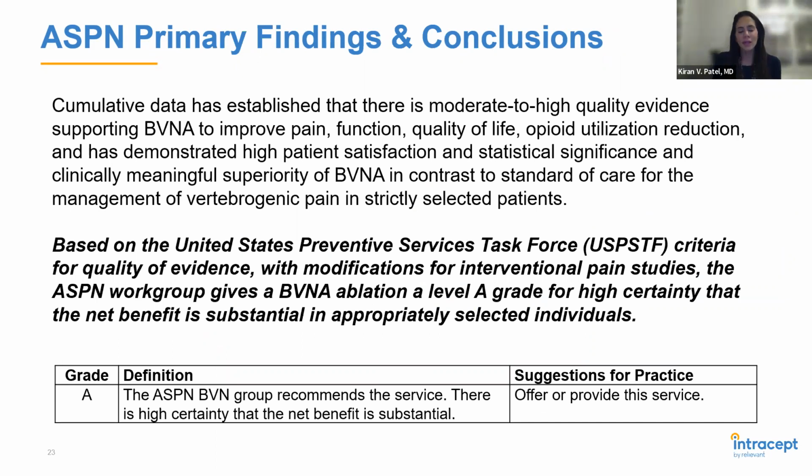And so, the ASPN primary findings and conclusion was that there is moderate to high quality evidence supporting basivertebral nerve ablation to improve pain, function, quality of life, opioid utilization, as well as accompanied by a high level of patient satisfaction and statistical significance. And so this was all based on the United States Preventative Services Task Force criteria for evaluating evidence. And so grade A evidence was put forward to recommend basivertebral nerve ablation. Next slide, please.